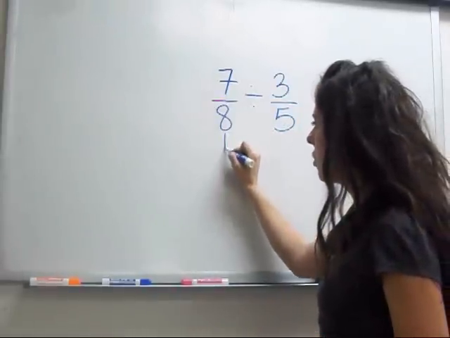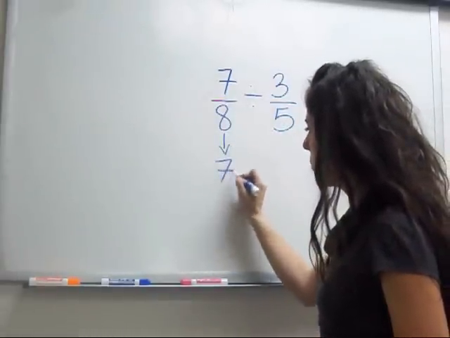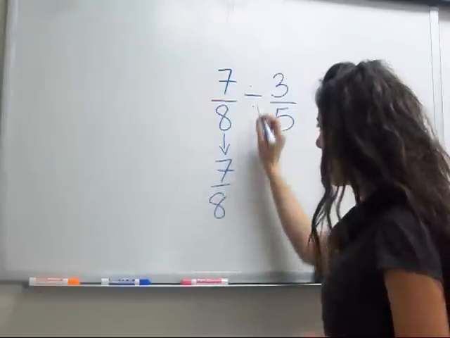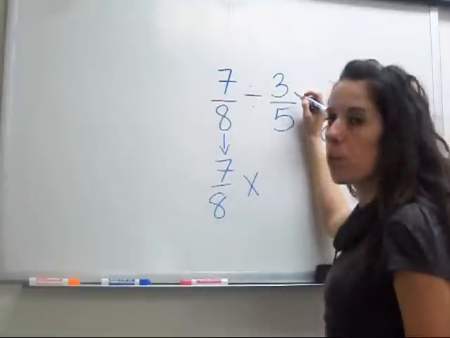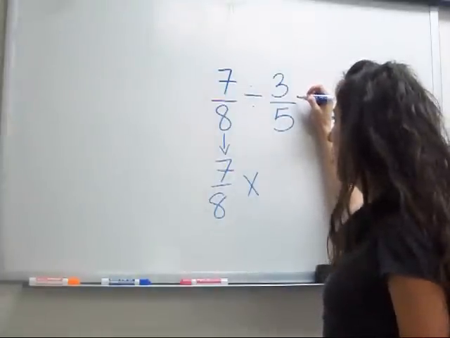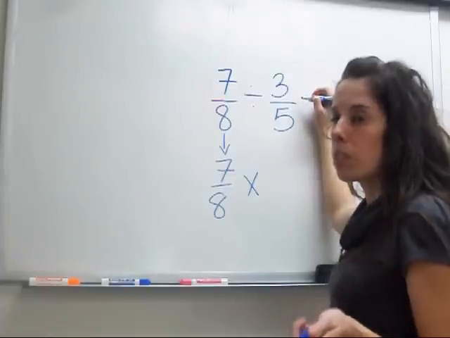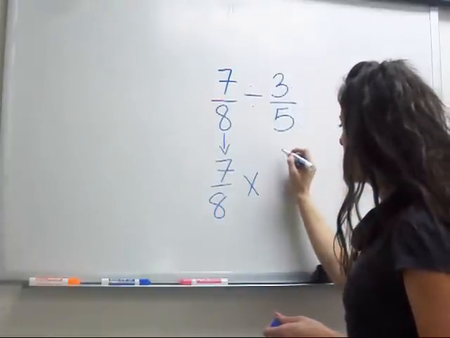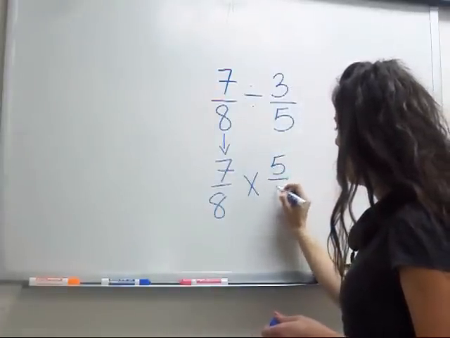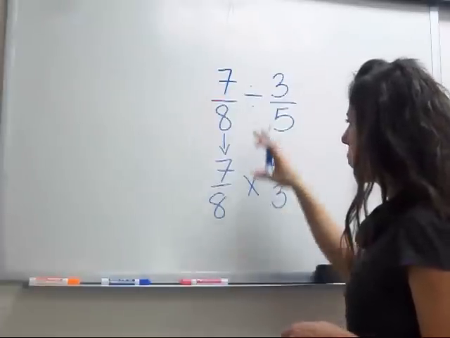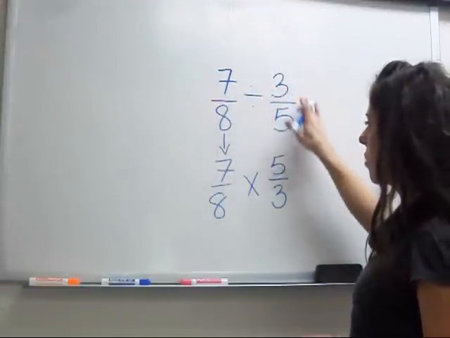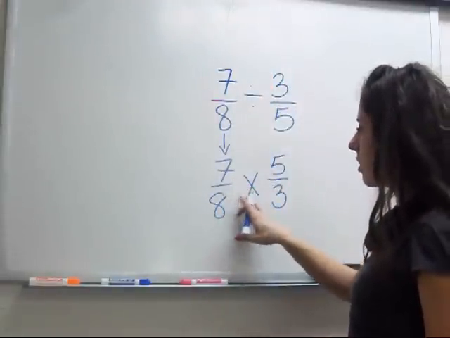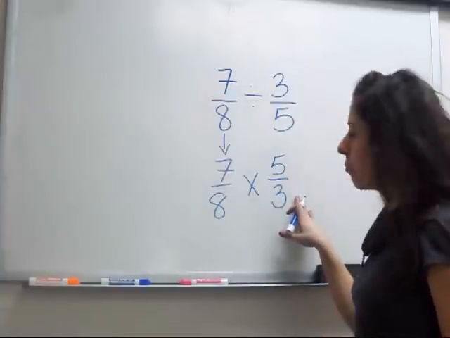So first thing is you keep your first fraction the same, 7/8. We change our division symbol to a multiplication symbol, and we simply flip this fraction, or in other words, you take the reciprocal. So we're going to flip this one. 5 goes on top, 3 goes on bottom. So we've rewritten our division problem, 7/8 divided by 3/5, as 7/8 times 5/3.